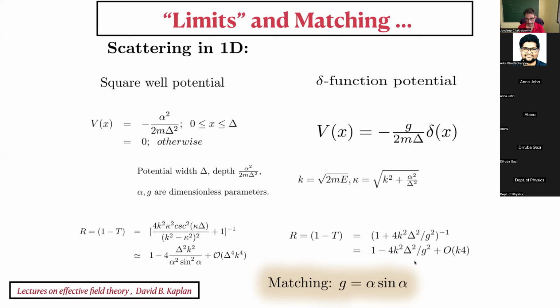Now here you can check: this matching condition G equal to alpha sine alpha, is it a universal thing? No, it's not a universal thing. Why? Because I have ignored the higher order terms. So if I include the higher order terms in the expansion, then I will have a different kind of matching condition I have to find out. So that's what is important to say: this is the matching condition, but only up to this order.